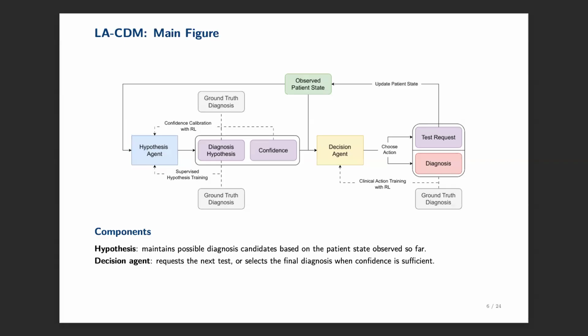So this figure shows the overall structure of LA-CDM. There are two agents. The hypothesis agent reads the currently available patient information and produces a likely diagnosis hypothesis with confidence score. The decision agent then uses the agent state and the hypothesis output to decide what to do next. It can request another test, or it can stop and make the final diagnosis.